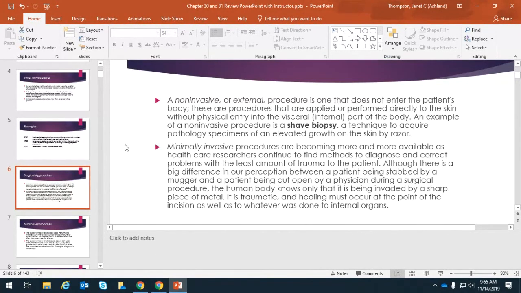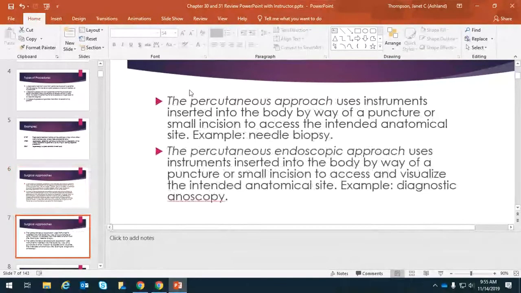So a lot of procedures can be non-invasive. An example here is a shave biopsy. That doesn't draw blood. That's pretty routine. Minimally invasive procedures are becoming more and more available. So it's nice that we don't have to get completely opened up to have our appendix removed. We can do that with the scope. Percutaneous approach is instruments inserted into the body by puncturing the skin. An example is a needle biopsy.